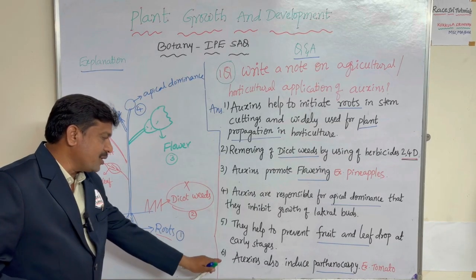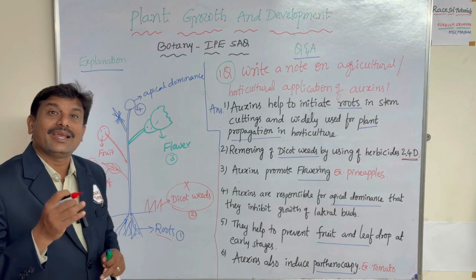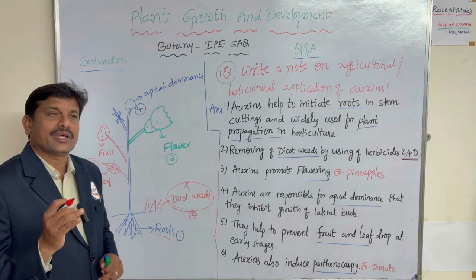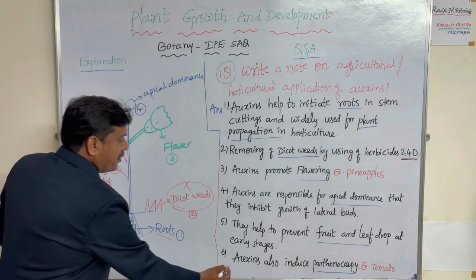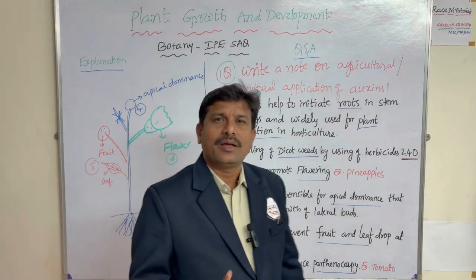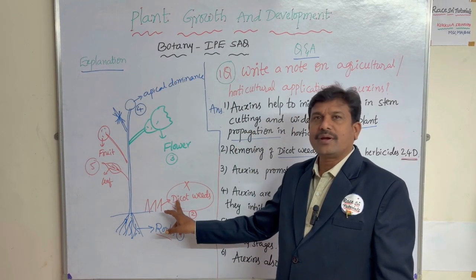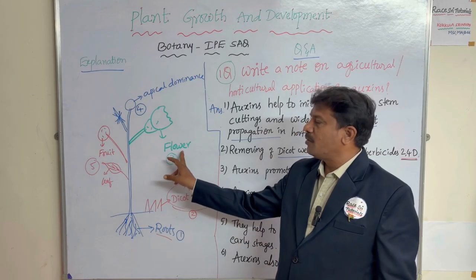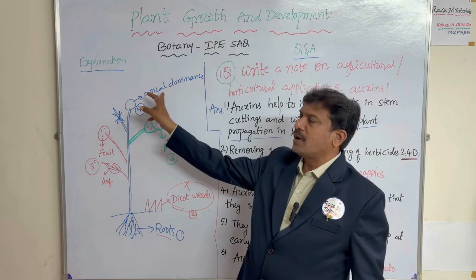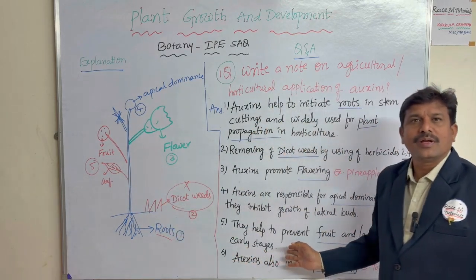Next, the sixth point. Auxin also induces parthenocarpy, that is, seedless fruit production. The example is tomato. Finished. Very simple, no? For any one plant: first roots, then dicot weeds, third flowering, promoting flowers as in pineapple, apical dominance, next fruit drop, next parthenocarpy.